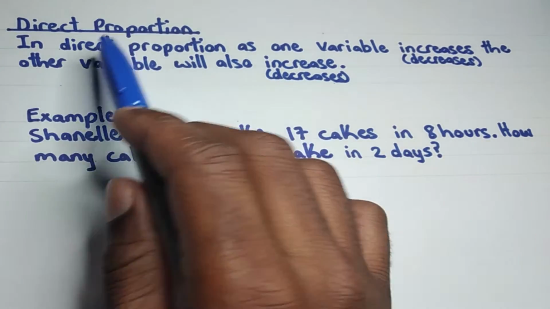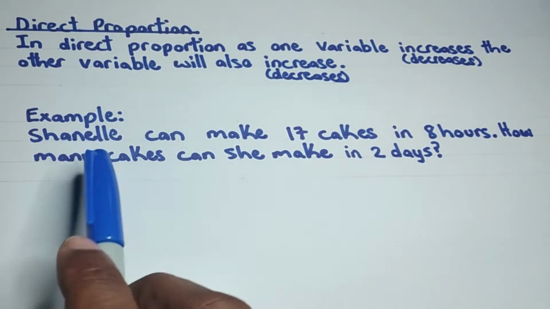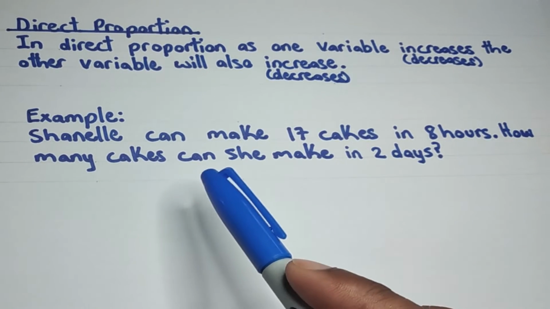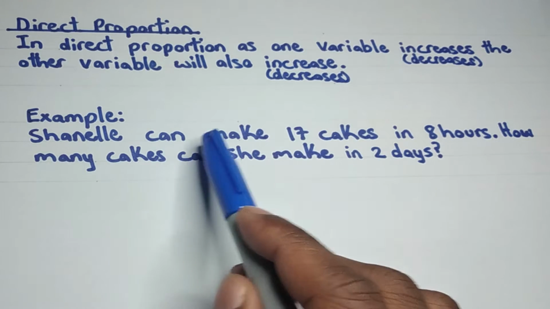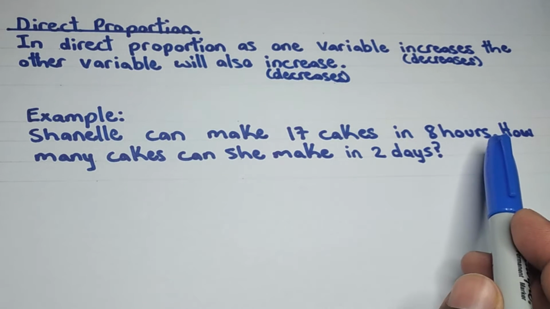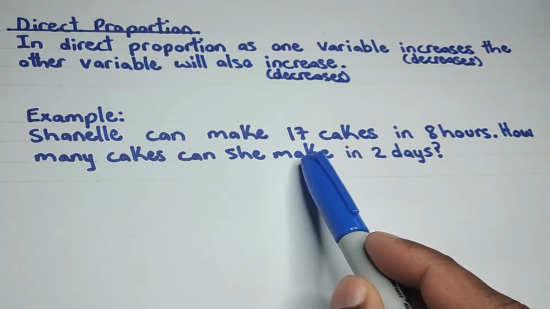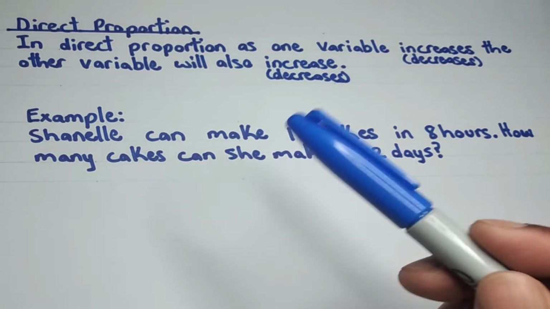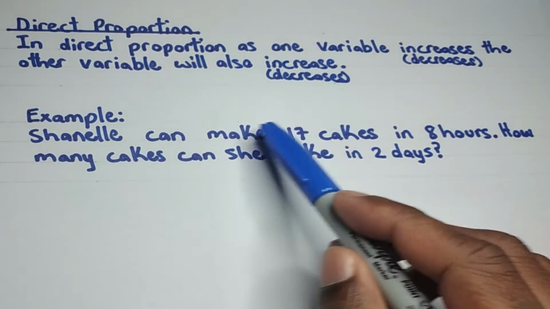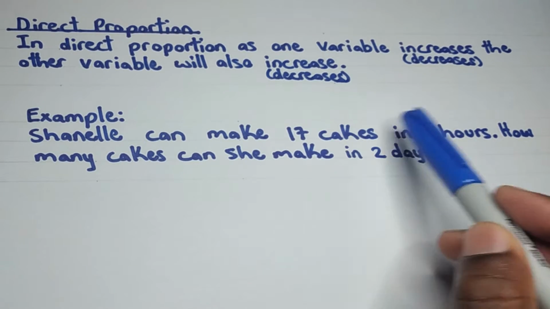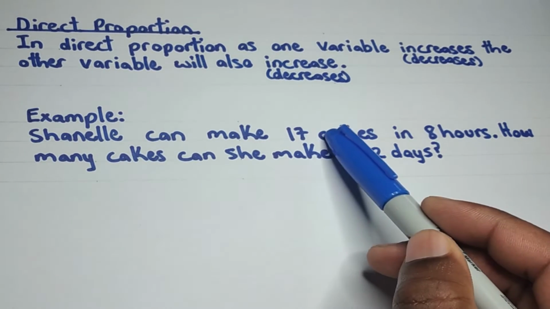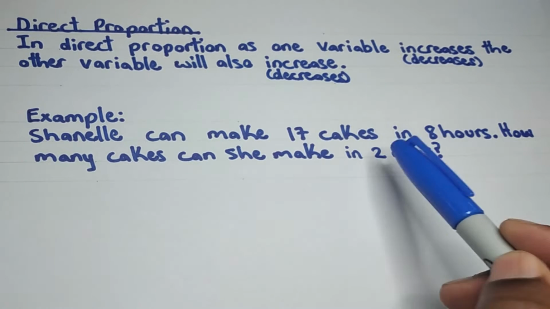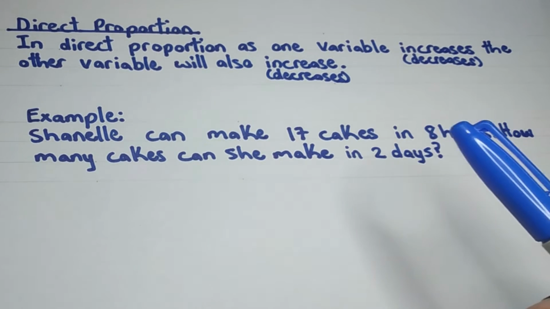And to give you a better understanding of what this is saying, let us look at a worded problem example of a direct proportion scenario. Alright, so here we have Chanel can make 17 cakes in 8 hours. How many cakes can she make in 2 days? Alright, so what you should have noticed is that the two variables here are cakes and time. So we can make this cakes and hours. What you could do is convert this day to hours, and of course, 2 days is the same thing as 48 hours.